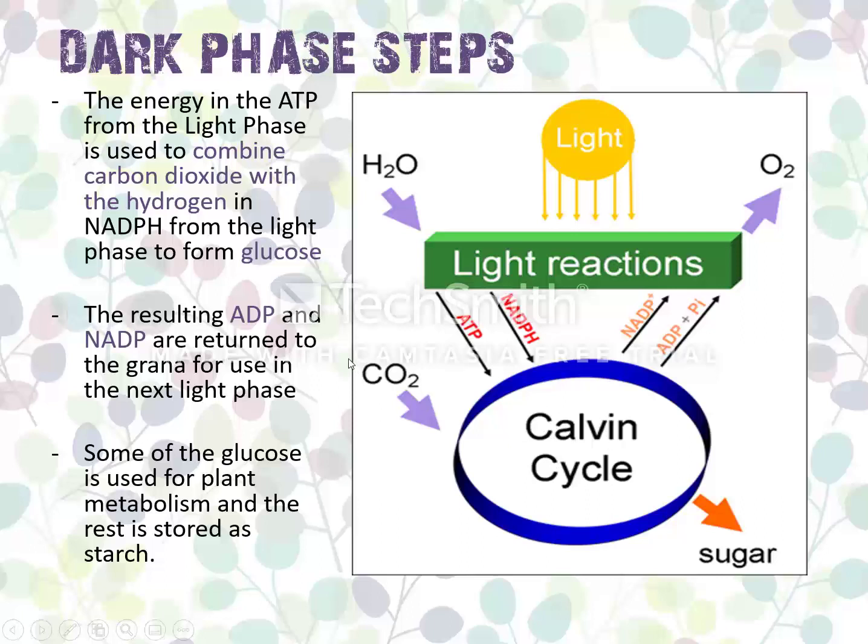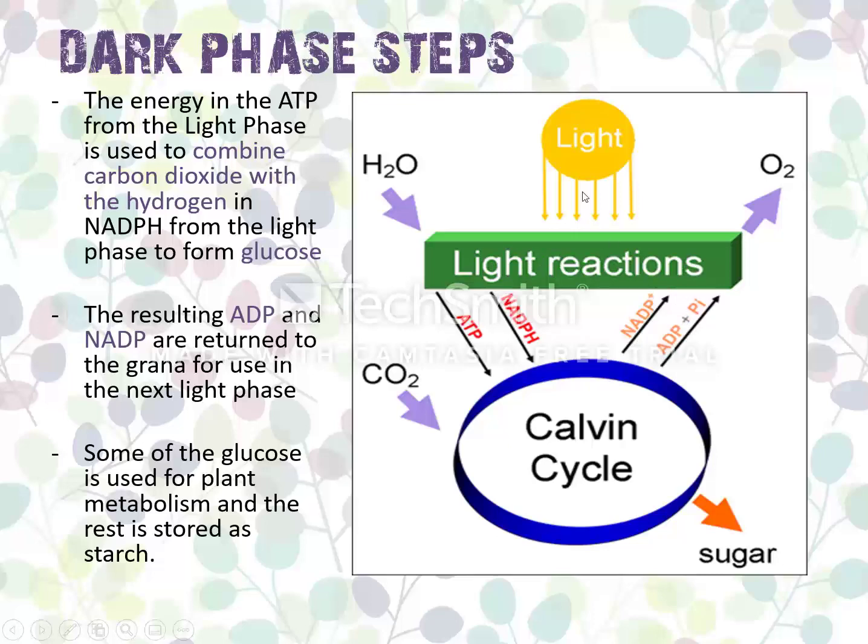Then in the dark phase, those products are going to be needed to convert carbon dioxide into glucose. So ATP energy will be used; in other words, the ATP will be dephosphorylated into ADP and a phosphate. NADPH will lose its hydrogen. The hydrogen will combine with the carbon dioxide to form glucose, which is the sugar. And thanks, NADP, I'm done with you. You can go back now. So we're going to have NADP and ADP and a phosphate that will return to the light phase.